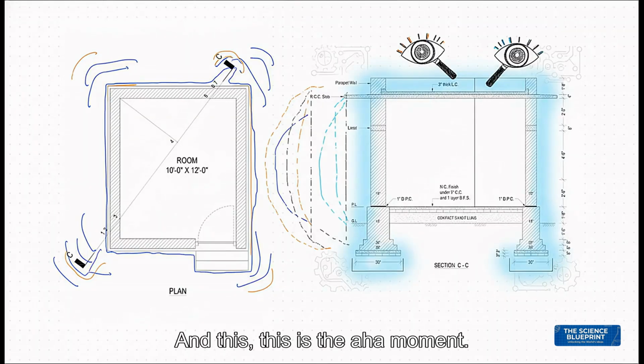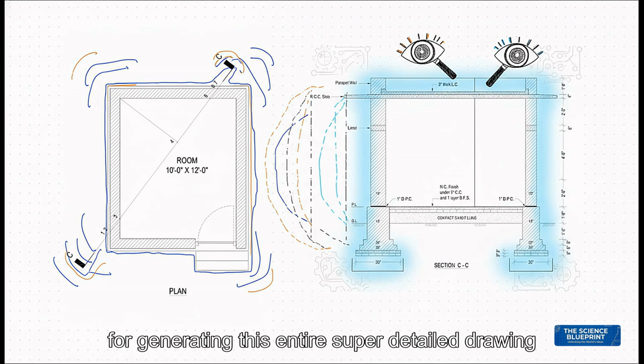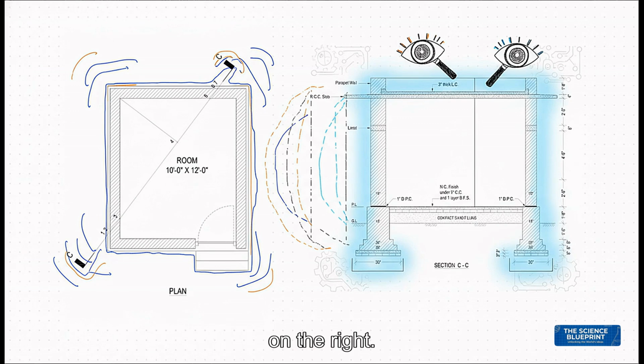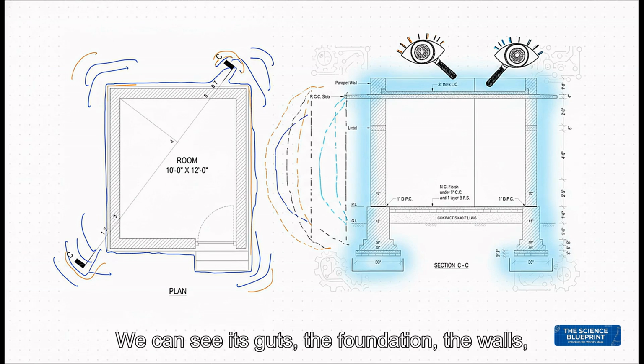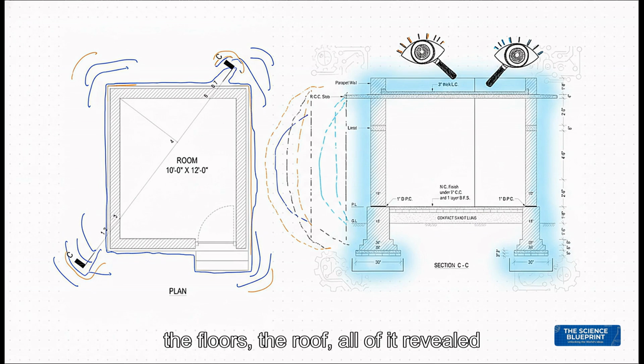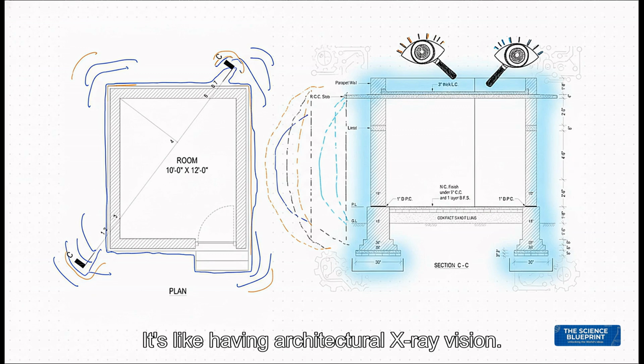And this is the aha moment. On the left, you've got the floor plan with that cutting plane line, and that one little line is responsible for generating this entire super detailed drawing on the right. This is a cross-section of the building. We can see its guts, the foundation, the walls, the floors, the roof, all of it revealed because we know how to read that cut. It's like having architectural X-ray vision.